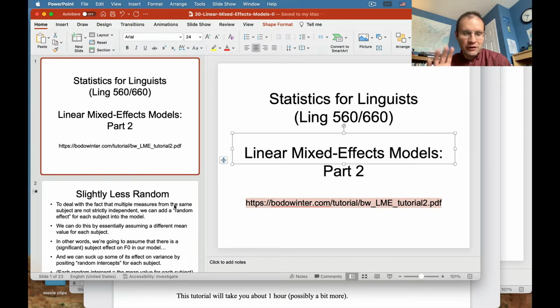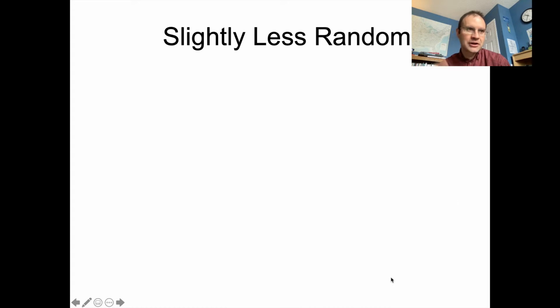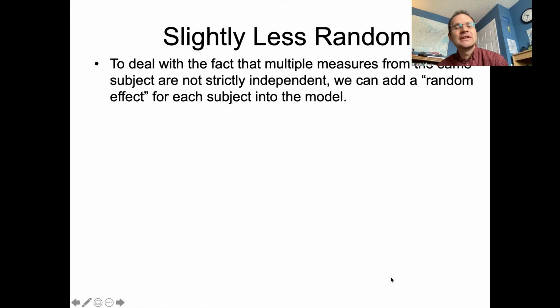We went over the basics of the concept of how they work in the previous lecture, but we're going to learn a little bit more in detail the machinery behind the scenes in this lecture as well. So, right, we were dealing with the fact at the end of the last lecture that we might have multiple measures from the same subject, and that violates the independence assumption of a technique like ANOVA.